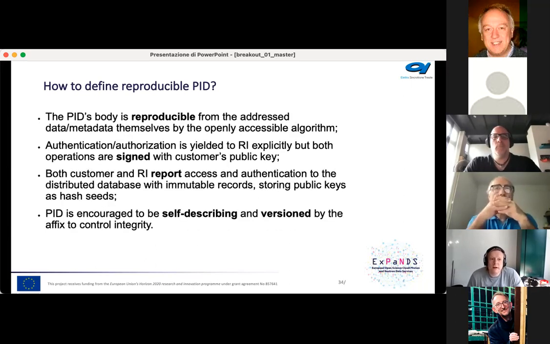And if this PID is reproducible from the given metadata, or reproducible on the client side, at every moment we have an opportunity to prove that the data is published by the given research infrastructure.